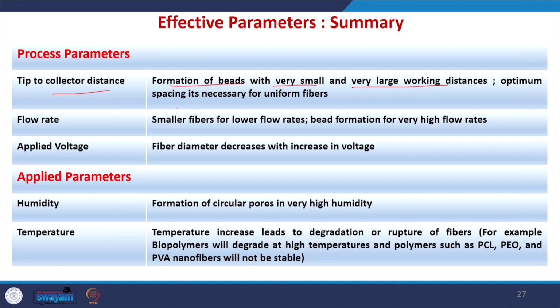We have to use the optimum distance to make uniform size nanofibers. If you keep the flow rate low, you get smaller fibers, and if you keep the flow rate high, there will be bead formation. And based on the voltage, if you use the optimum voltage, you get proper nanofibers. The fiber diameter will decrease with increasing voltage.